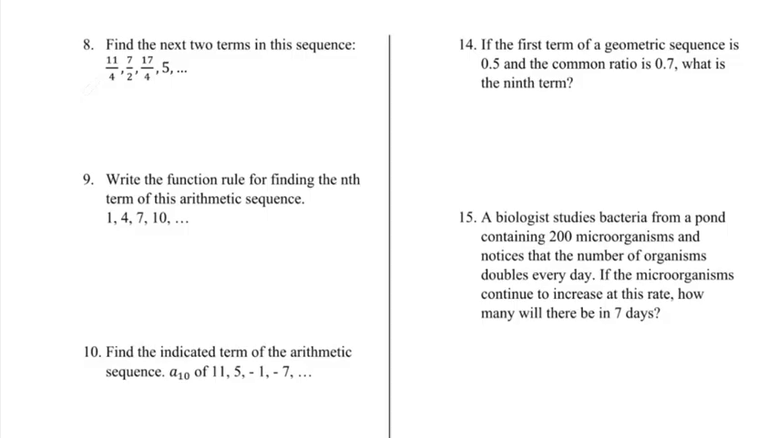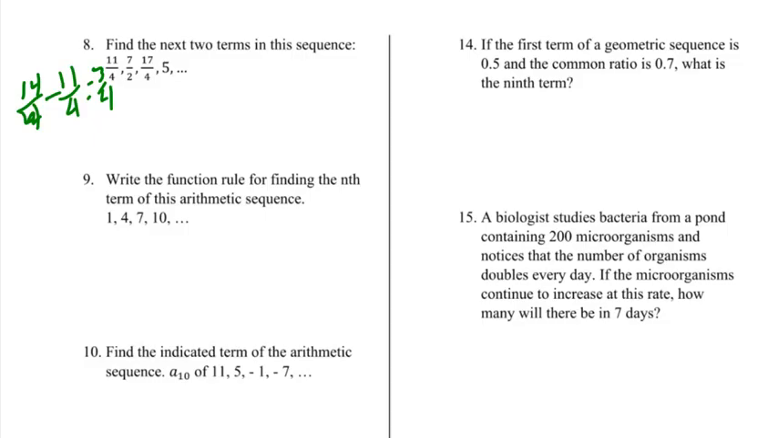In question 8, find the next 2 terms in this sequence. To determine if this is an arithmetic sequence, I would take 7 halves, but I need to put it into fourths so I can do the subtraction. So if I multiply 7 halves by 2 halves, that gives me 14 fourths. So 14/4 minus 11/4 is going to give us 3/4. That means we're adding 3/4 each time.